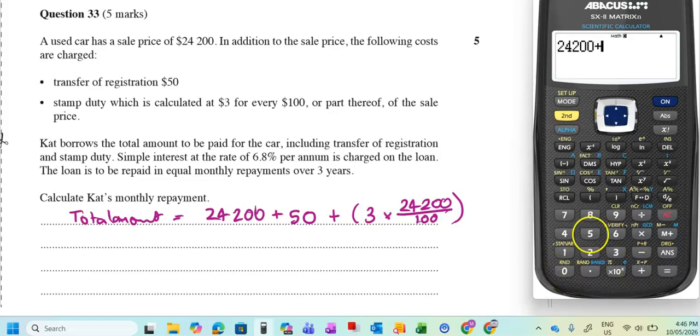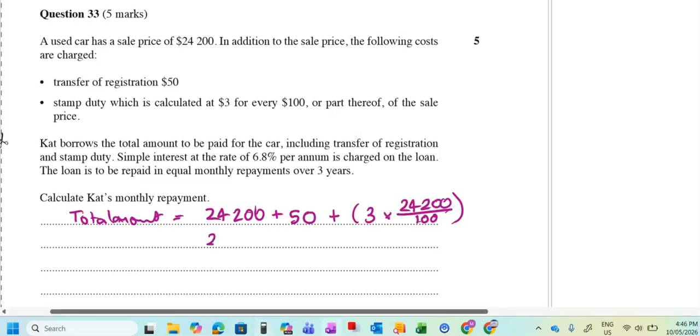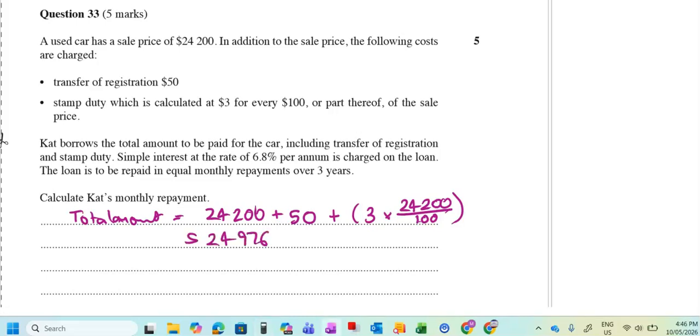24,200 plus 50 plus 3 lots of 24,200 over 100. So I get 24,976 as my total amount. Now let's work out interest. Interest equals PRN equals 24,976, and the rate is 0.068, and the number of years is 3.